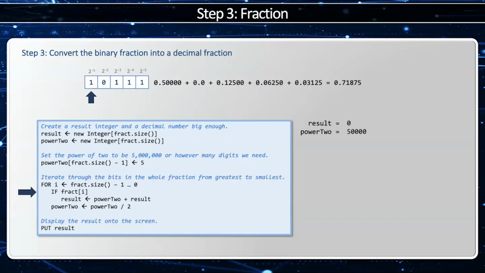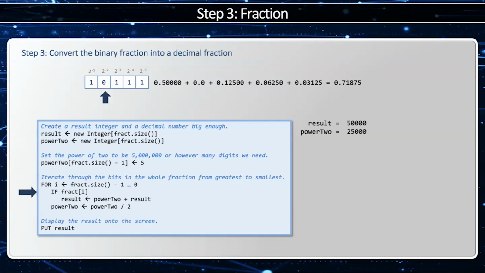Now we're going to walk through my fractional component. So I'm going to start here at 2 to the negative 1. Then I'm going to say, hey, are you 1? And if you are true, you're a 1, then I'm going to add the power of 2 onto my result. And my result was 0. Now it's 50,000. Now I'm going to take my power of 2 and divide it by 2, which is going to be 25,000.